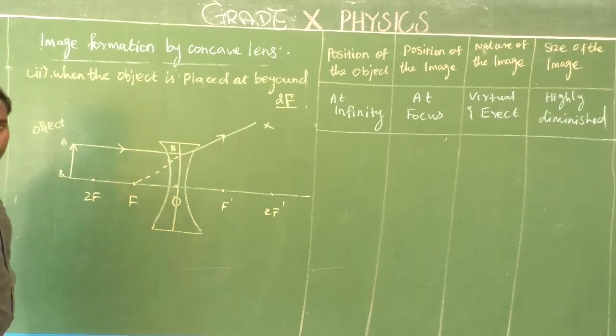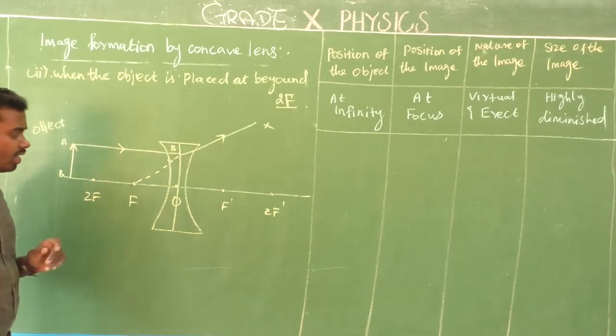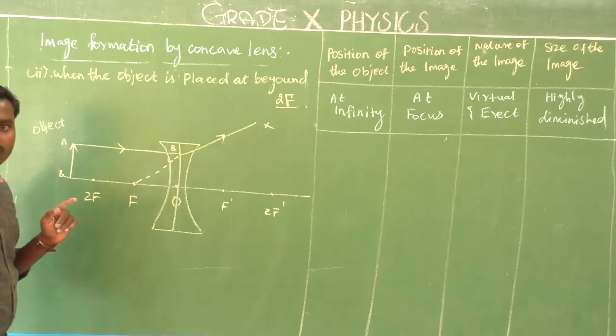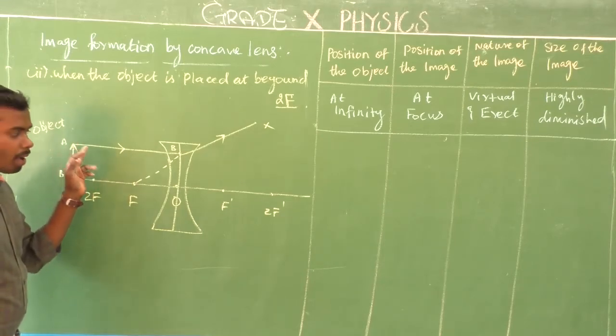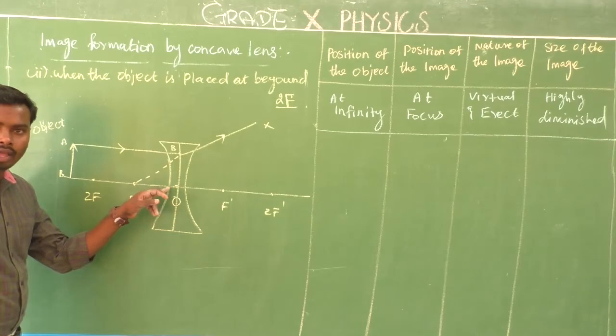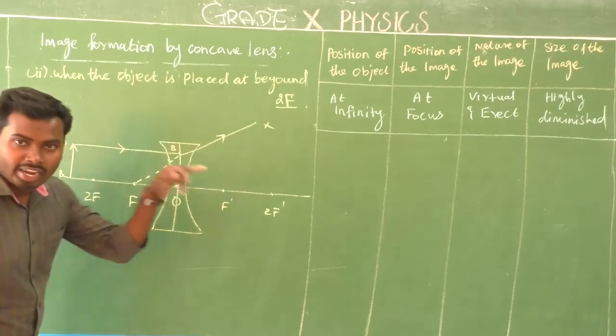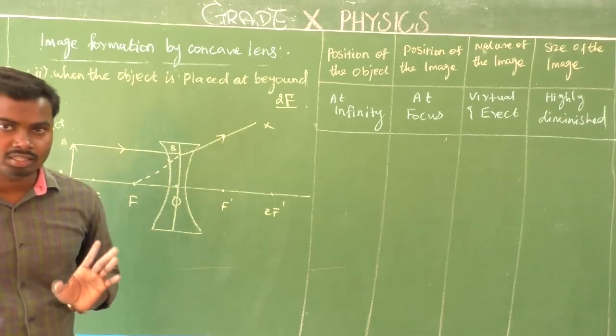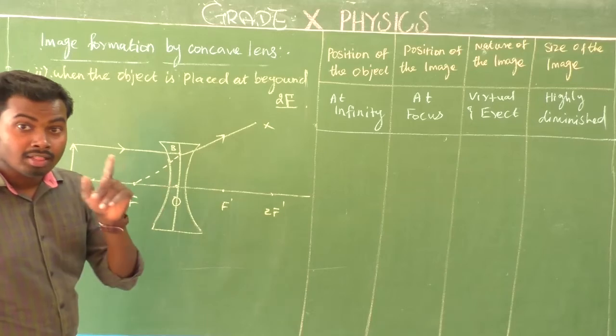Now consider the next rule. What is that rule, sir? Here we can take the third rule. What is the third rule? A ray of light passing through the optical center of a concave lens goes straight after refraction through it. That is the third rule. Here I am going to take the third rule.